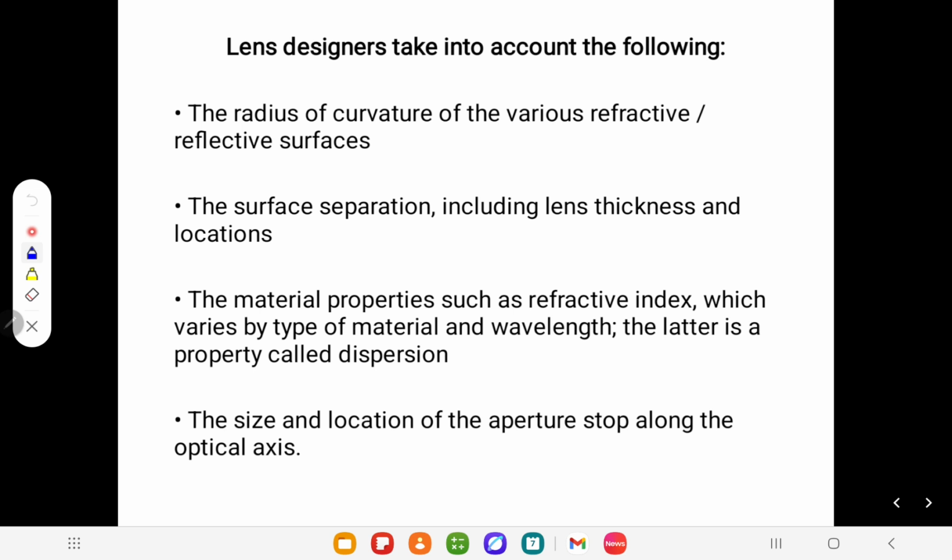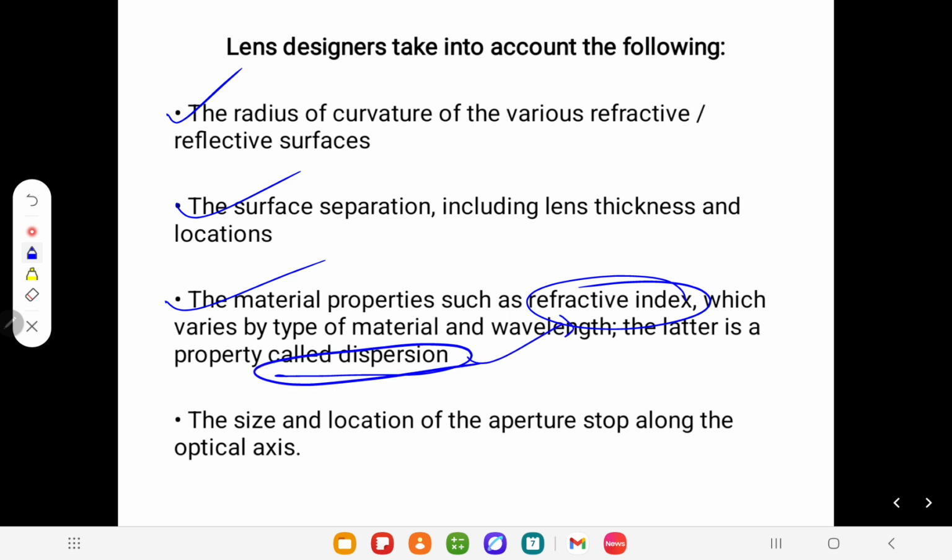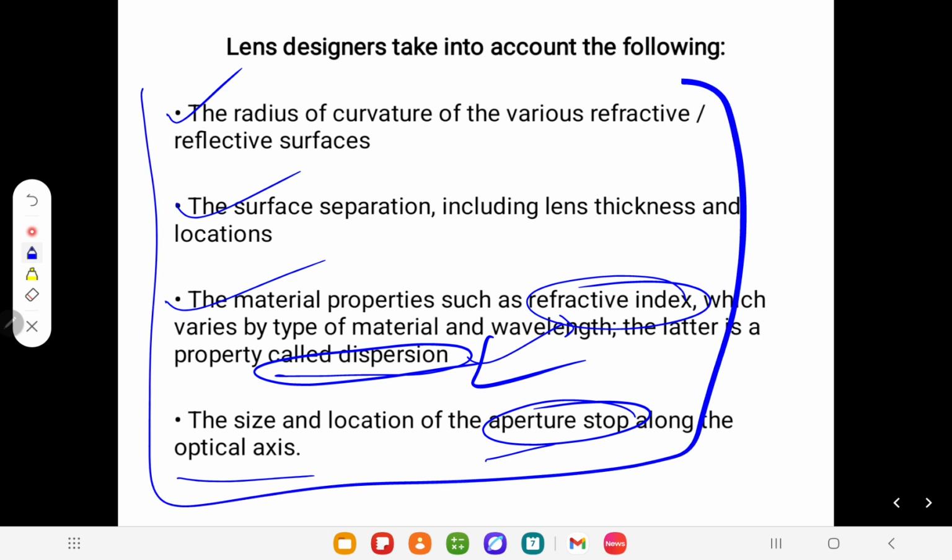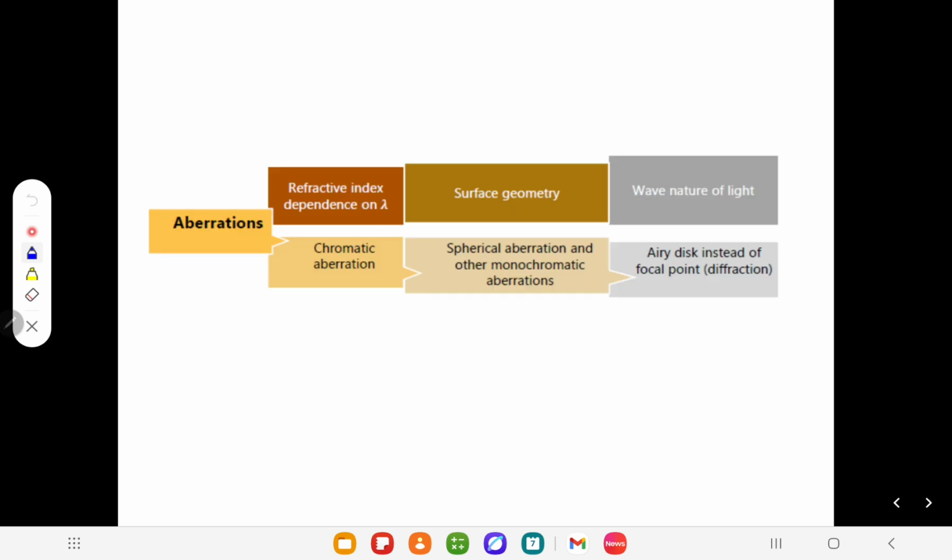So the lens designer takes into account the following: the radius of curvature and various refractive errors. We know that the surface separation influences lens thickness and location. The material property, importantly the refractive index, which varies with the material and wavelength, and the latter is called dispersion, because refractive index and dispersion are directly correlated. The size and location of the aperture stop, we have discussed the aperture stop, along the optical system, because the aperture stop gives the meaning to the exit pupil and entrance pupil. It depends upon the aperture stop. So all these things are considered for reducing aberrations, definitely.